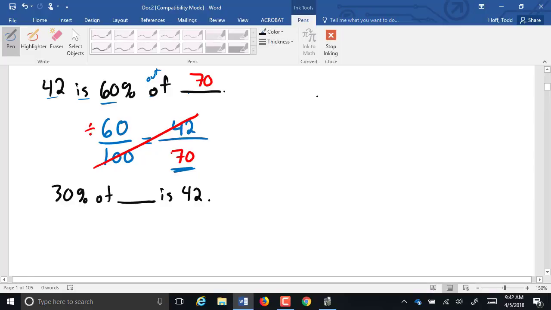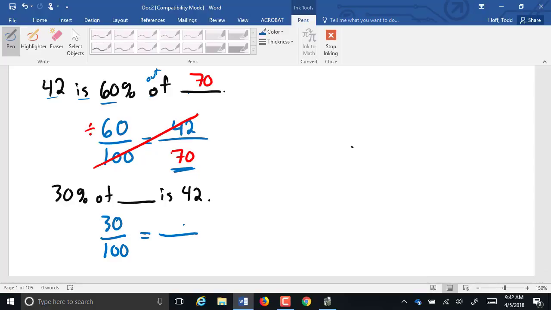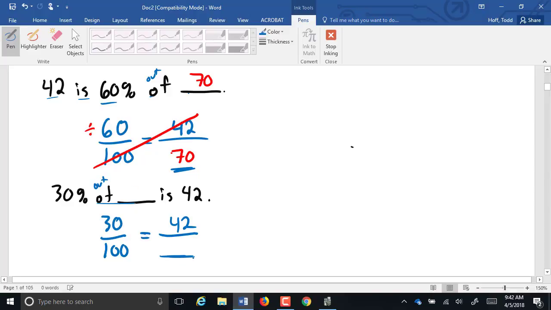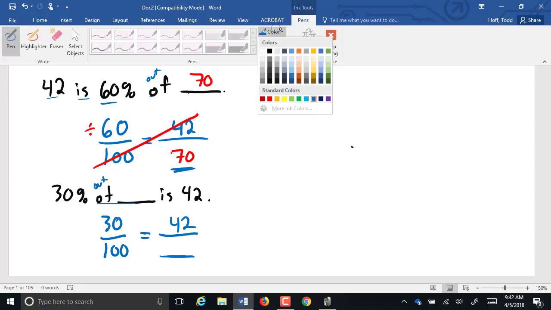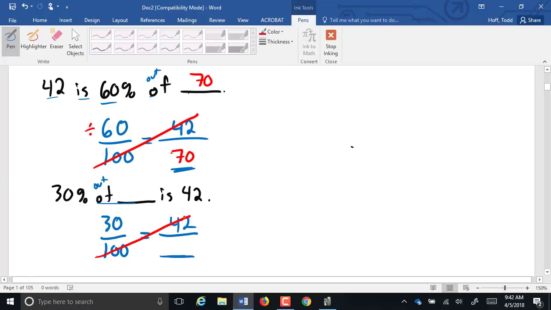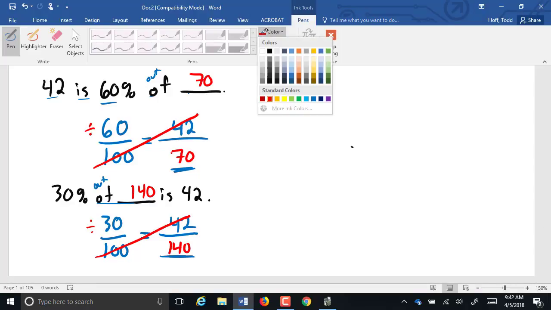Here we have 30% of blank is 42. So we got the 30 is 30 out of 100. Where's the 42 go? Top. Of blank implies out of blank. It implies the bottom, the missing number goes on bottom there. So again, it's cross multiply and divide. 100 times 42 divided by 30 is 140. 30% of 140 is 42.